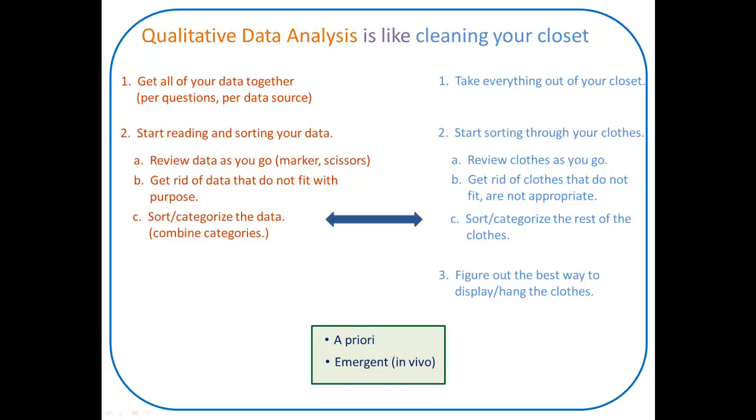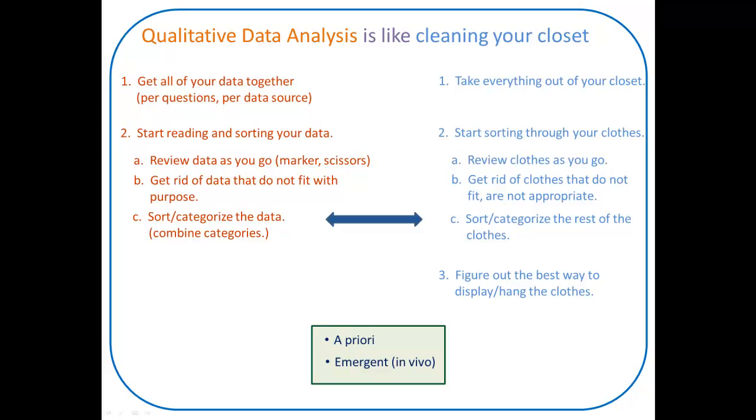Much of the time, though, you're going to be using emergent categories, which is to say the categories are going to come from the data. As you code your data, as you put your magic markers on it, or cut it into pieces and decide where it goes, the data itself is going to suggest the categories. It's going to be emerging, or organically created, from the data itself.